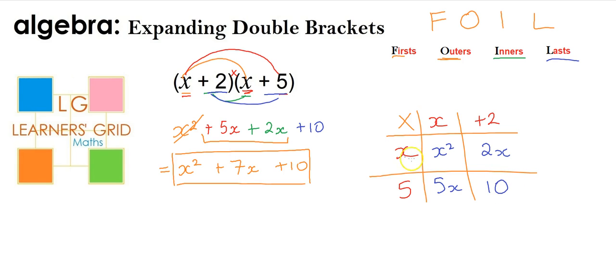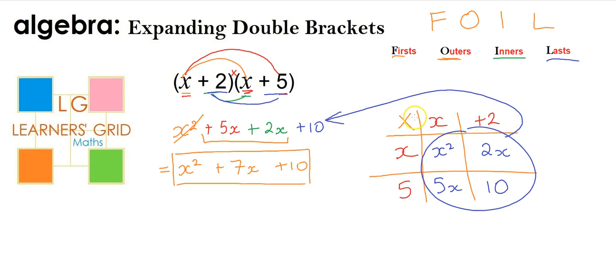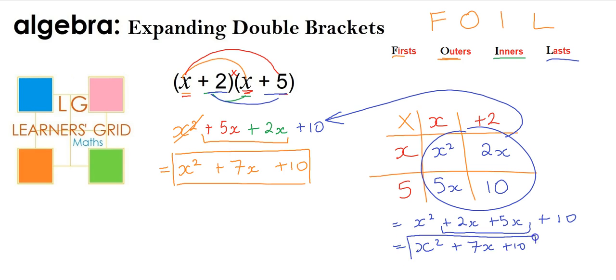And you can see that these terms in blue are exactly the same as we had here. And then again, we could write them out. So it'd be like this: x squared plus 2x plus 5x plus 10. And then we would simplify just the way we did before, plus 7x plus 10. And that would give us the final solution. And these two methods are very, very simple to follow.